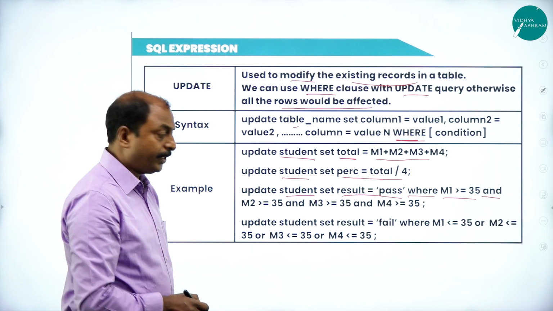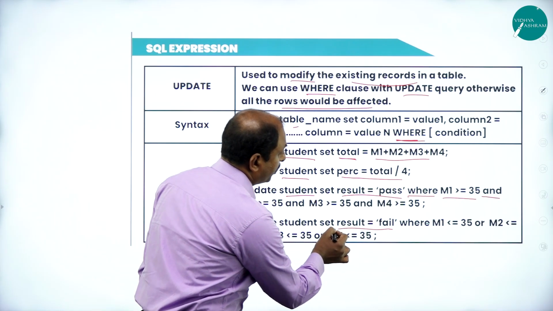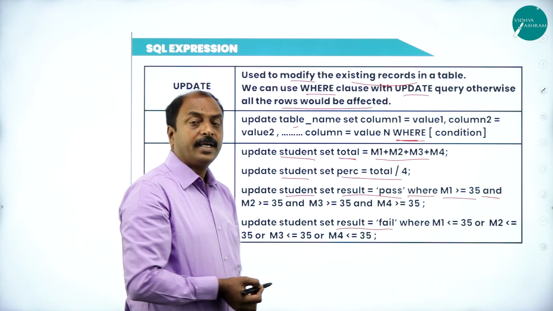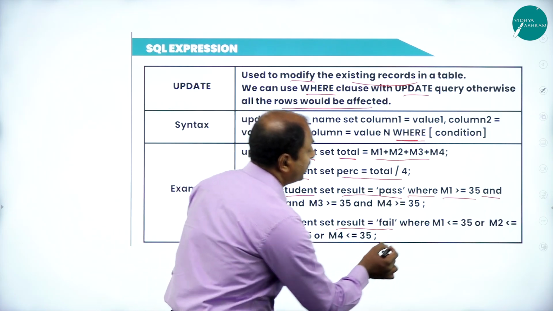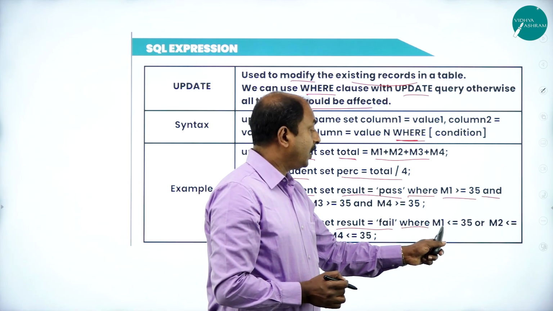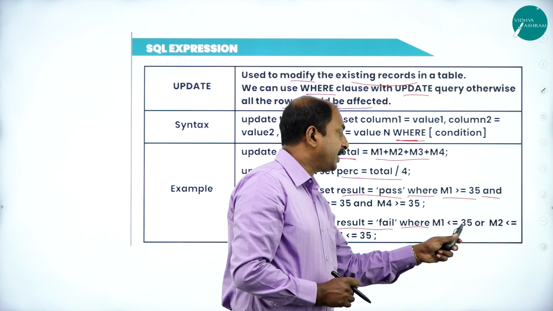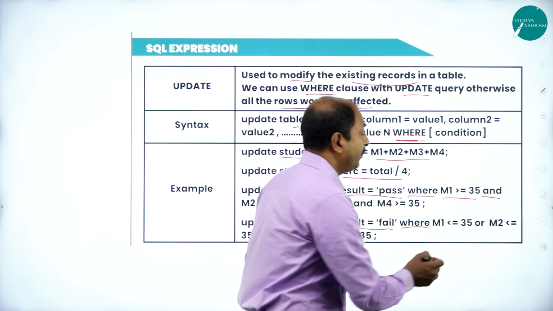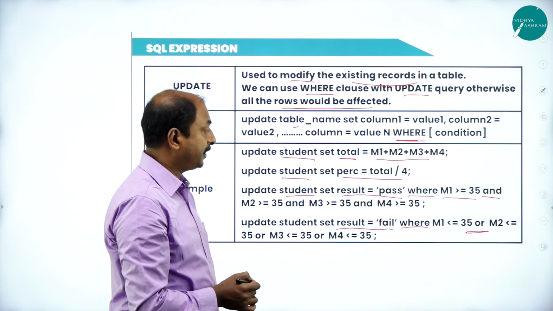Next, one more example. Here update student, set result equal to fail. Now we are going to set the result as fail, and what's the condition for that? So we are using where clause, where the value of the column M1 is less than 35. Here we are using OR operator. So this is OR operator.